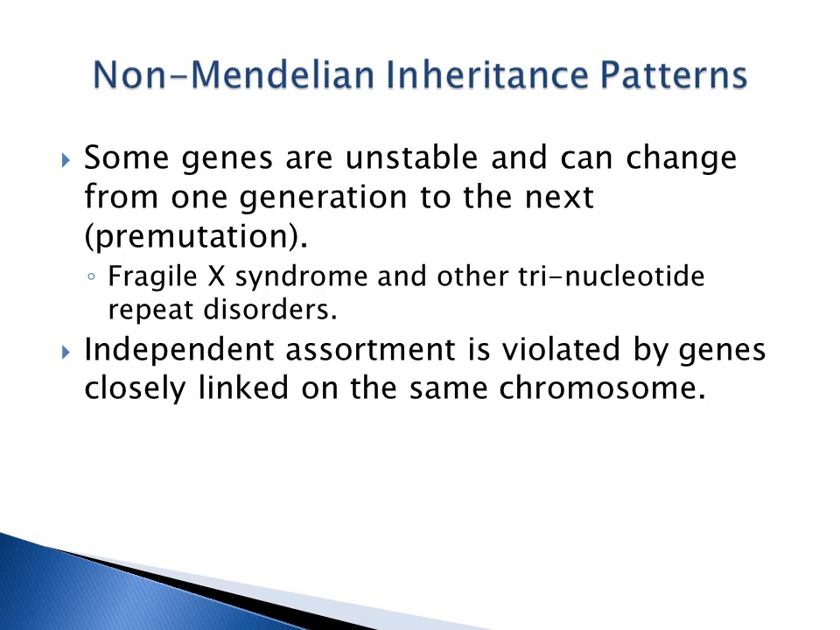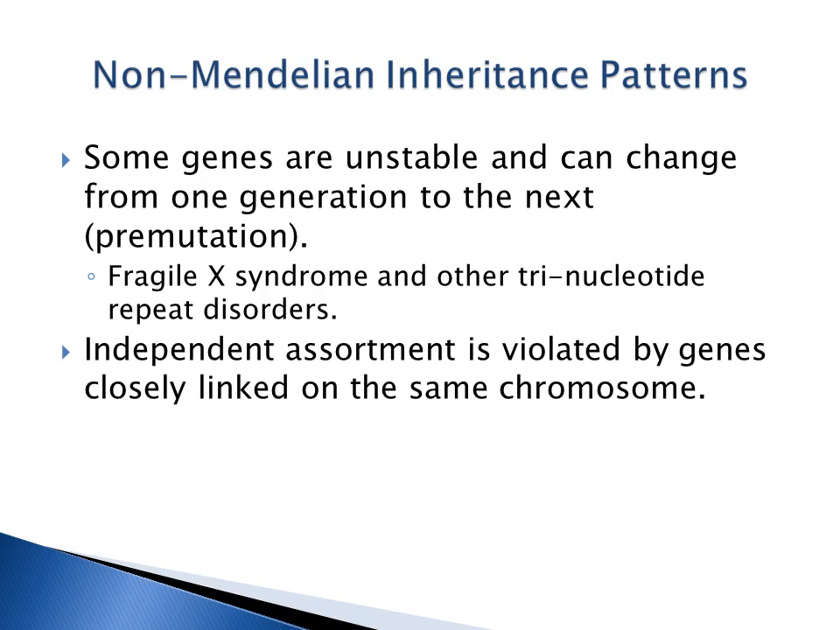So we talked about Mendelian laws of inheritance, and many diseases are inherited in a Mendelian fashion. However, there are diseases that are inherited in a non-Mendelian fashion. In these diseases, there are genes that are unstable, and they can change from one generation to the next generation, so you can't really predict what they're going to do. This would be considered premutation. Some diseases that follow this pattern would be Fragile X syndrome and other trinucleotide repeat disorders.